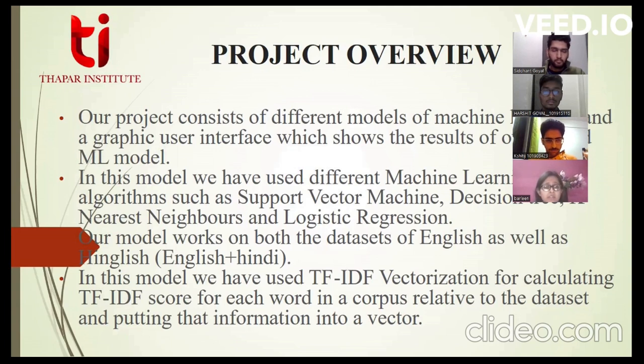To make it a bit unique, we also use TF-IDF vectorization for calculating the TF-IDF score for each word in a corpus relative to the dataset and putting that information all together into a vector.